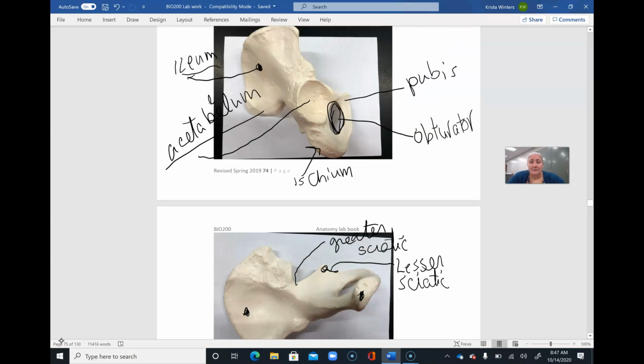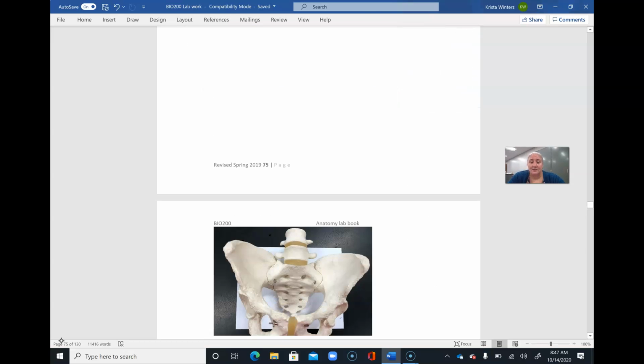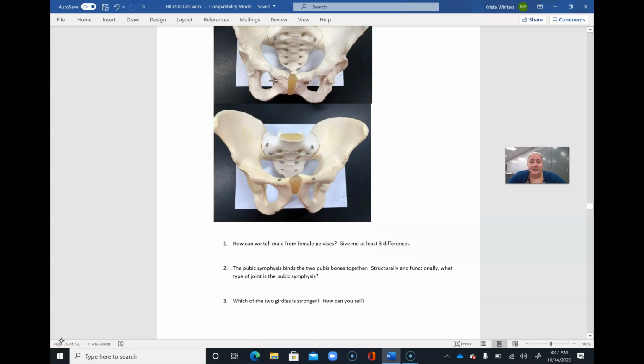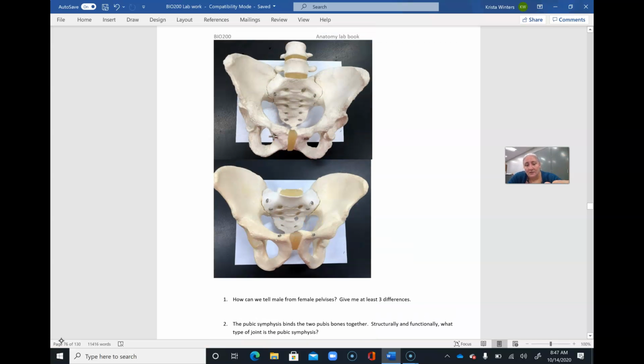The only thing I didn't mention is the pubic symphysis, which I think you'll see in this one. Here you see where the pubic bone here and the pubic bone on this coxal bone articulate together in this joint known as the pubic symphysis. This is a cartilaginous symphysis. The pubic symphysis is composed of fibrocartilage.